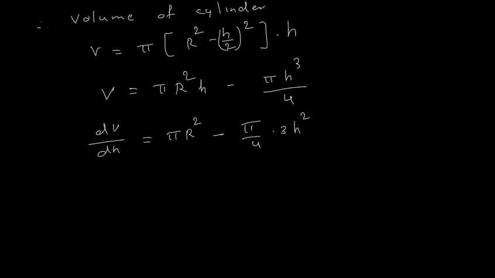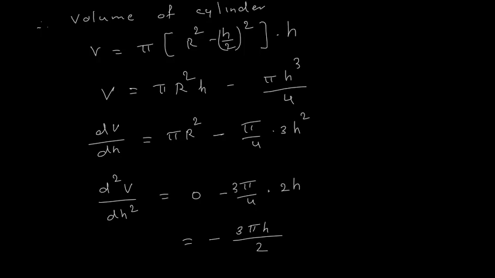And if I differentiate again, that is d square V upon dH square. So this part is 0 minus 3 pi upon 4 into the derivative of H square, which is 2H. So this is minus 3 pi H upon 2. This is the second derivative. I can name this as equation 2 and this as equation 3.